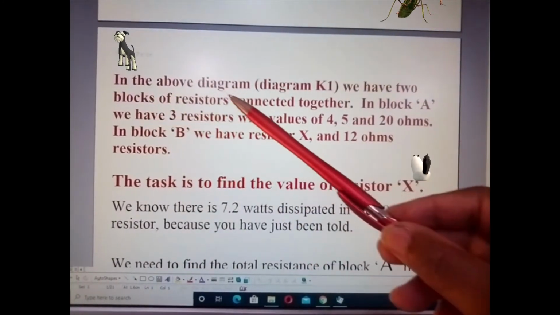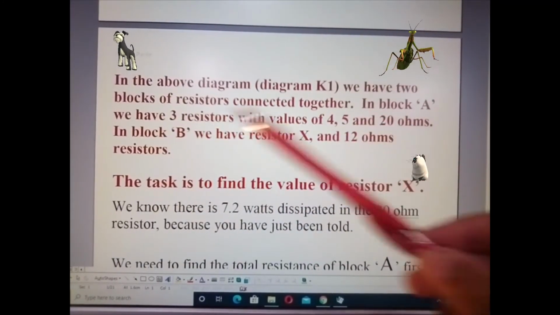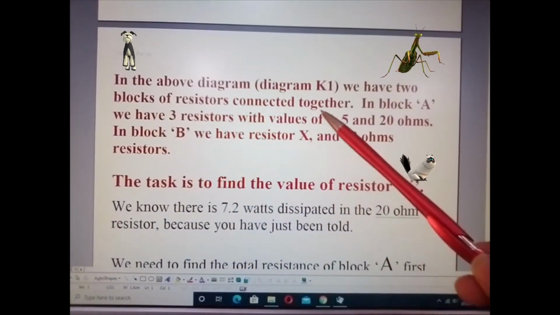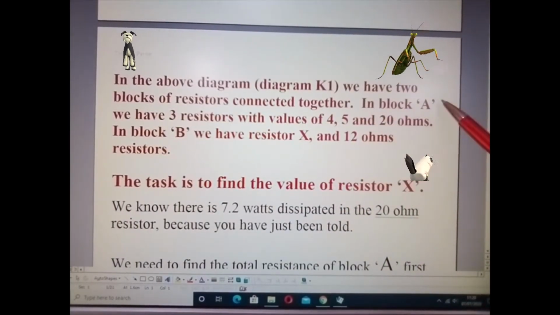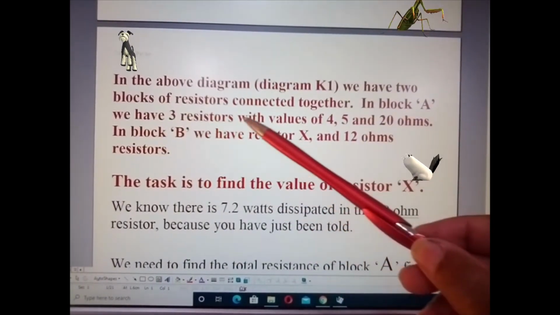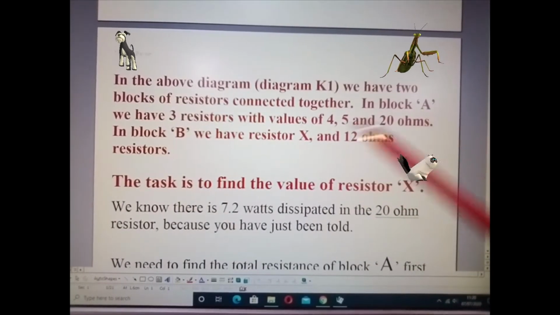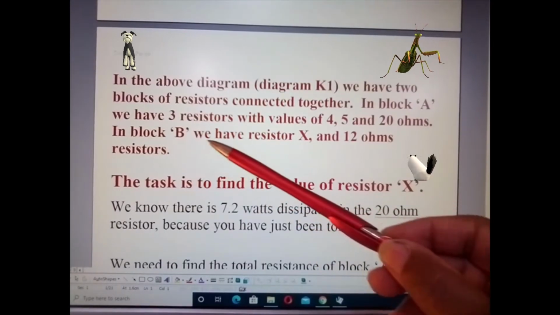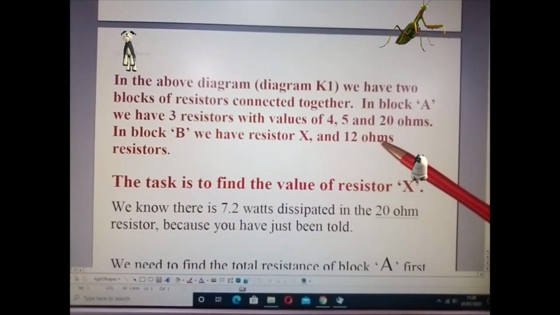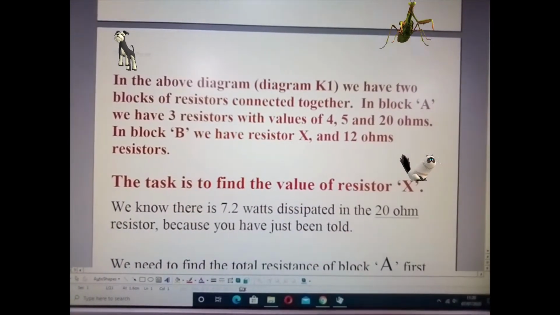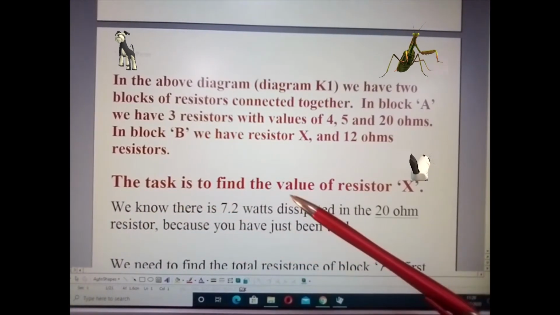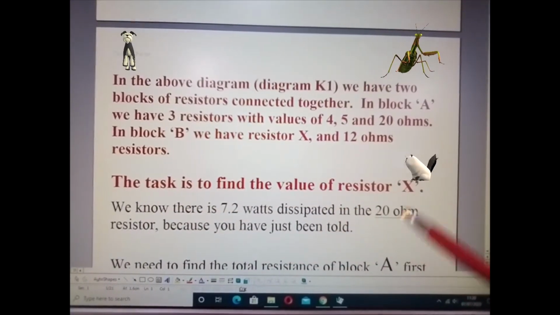Now in the diagram above, diagram K1, we have 2 blocks of resistors connected together. In block A, we have 3 resistors with values of 4, 5 and 20 ohms. In block B, we have resistor X and the 12 ohm resistor. The task is to find the value of resistor X.